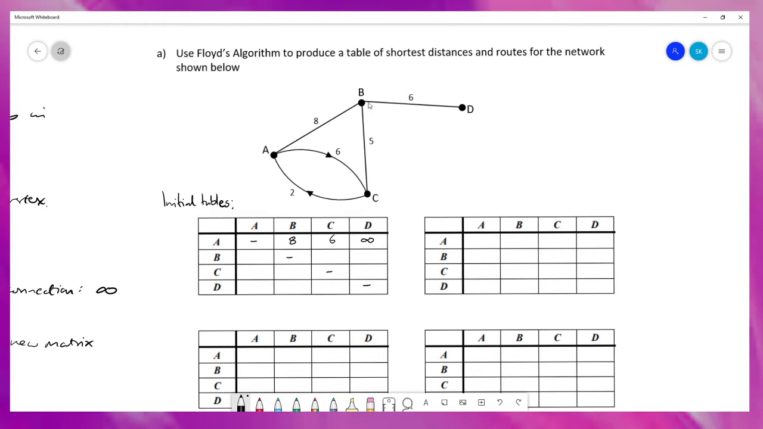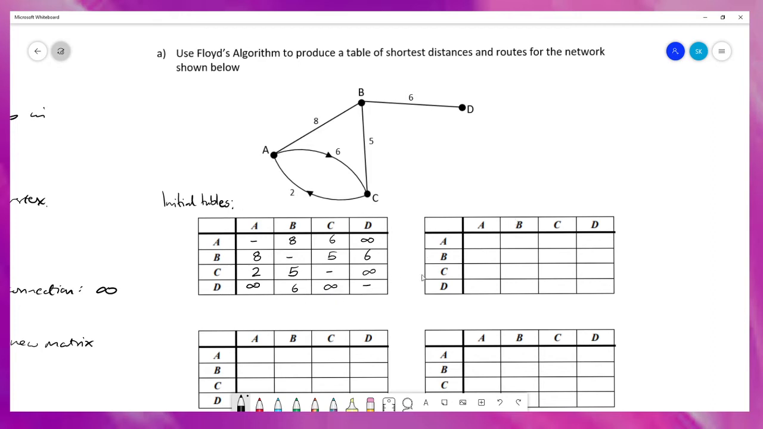B to A is also 8. B to C is 5. And B to D is 6, and so on. Being careful here, C to A is 2, and so on. So C to D, there is no direct connection, so again we put an infinity sign. D to A, no direct connection. D to B is 6, and no direct connection to C. So this is the initial distance table.